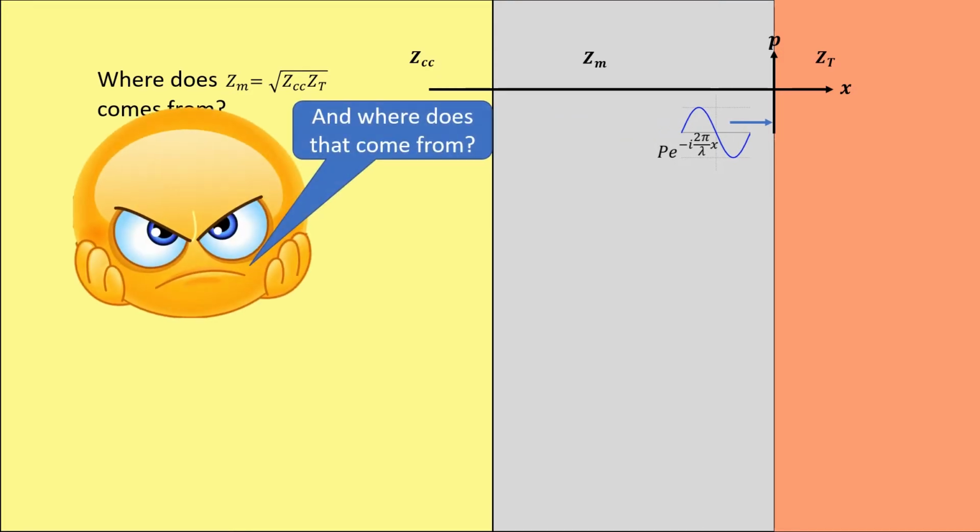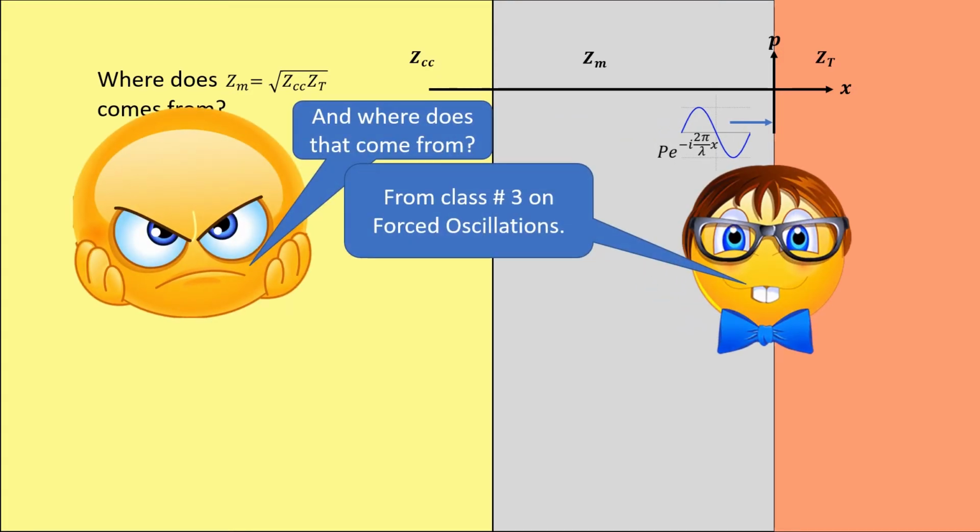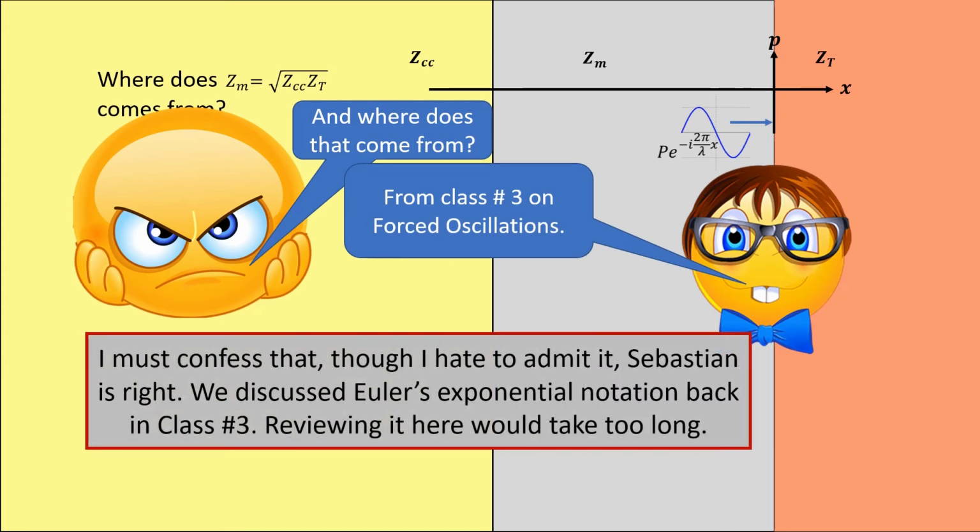And where does that come from? From class 3 and forced oscillations. I must confess that, though I hate to admit it, Sebastian's right. We discussed Euler's exponential notation back in class number 3. Reviewing it will take too long, so let's continue.